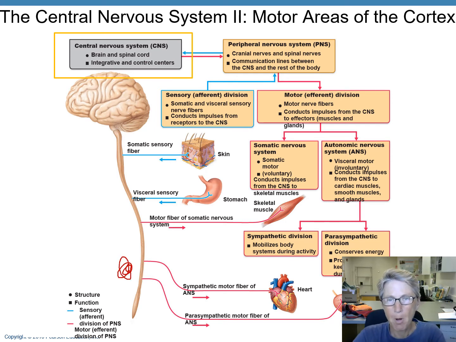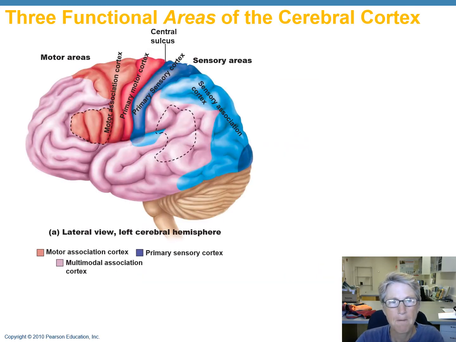We're going to look at the motor areas of the cerebral cortex in this video. This cartoon says that there are 3 functional areas of the cerebral cortex. We're looking at a lateral view of the left cerebral hemisphere, and it shows you, with this key, the colors.